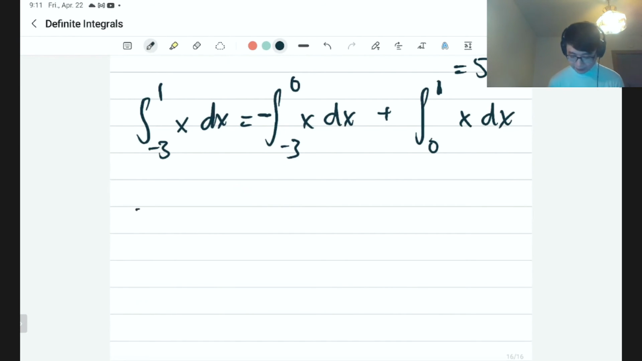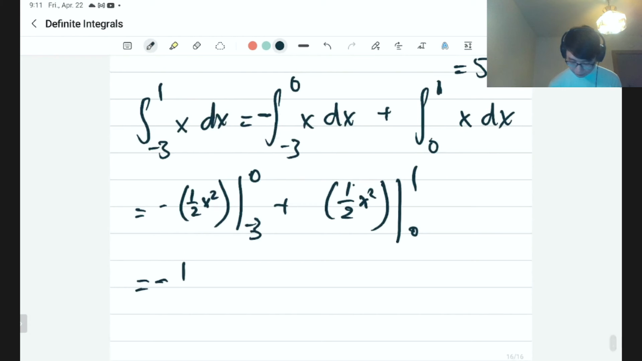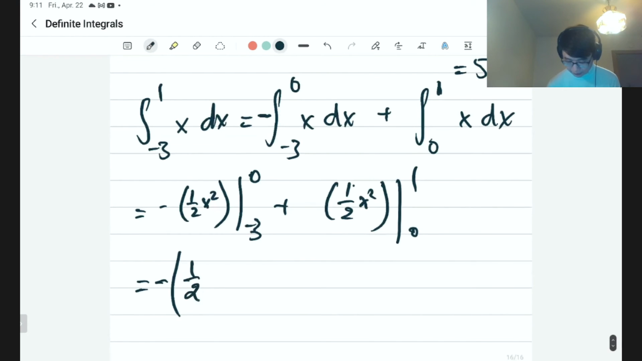So let's solve this, exactly the way we solved it previously. It's 1 over 2 x squared evaluated from -3 to 0, plus 1 over 2 x squared evaluated from 0 to 1. All right, so now it's equal to -1 over 2. So 0, I'm going to ignore that. Let's just not be lazy.